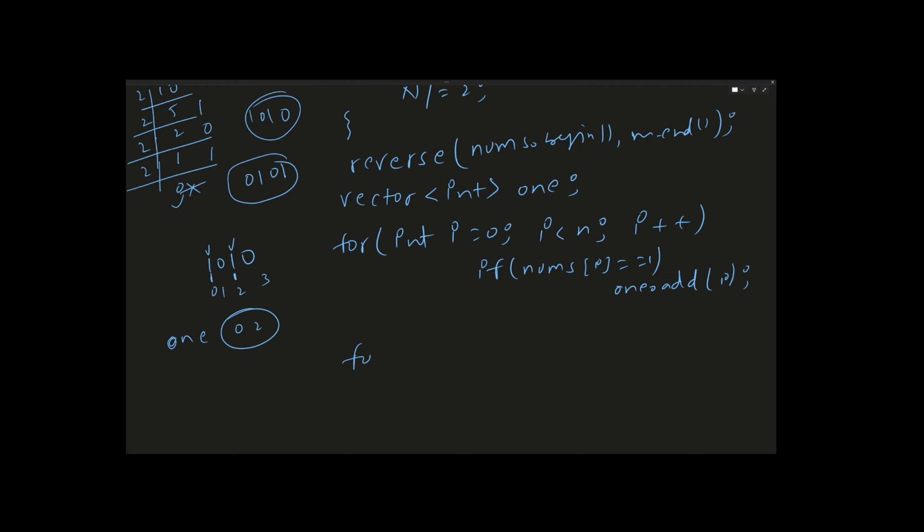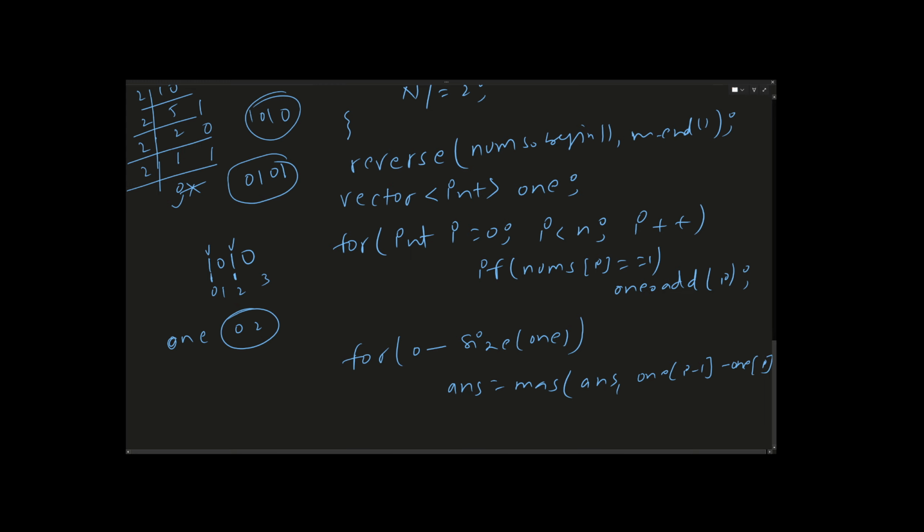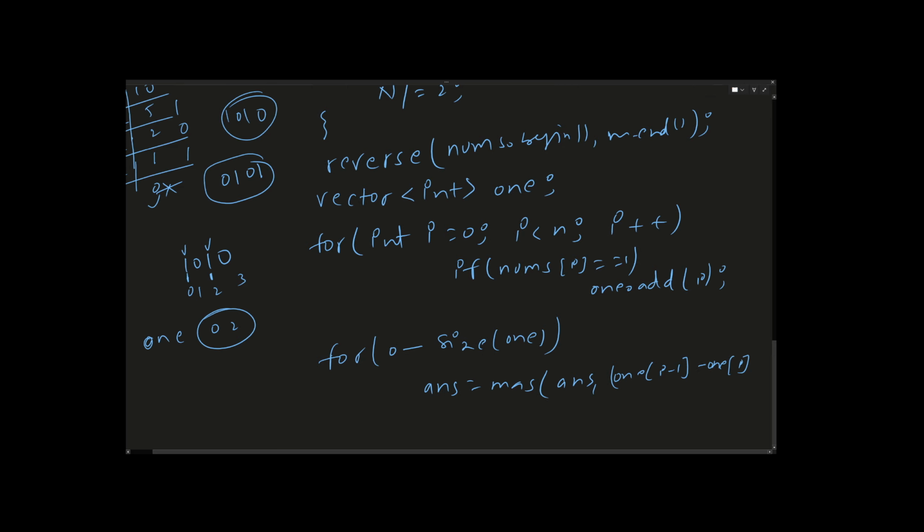Then after that you have to run from 0 to size of 1. Then after that you have to take an answer, maximum of answer and 1 of I minus 1 of I, which is the absolute value. If you see the absolute value, which is ABS.